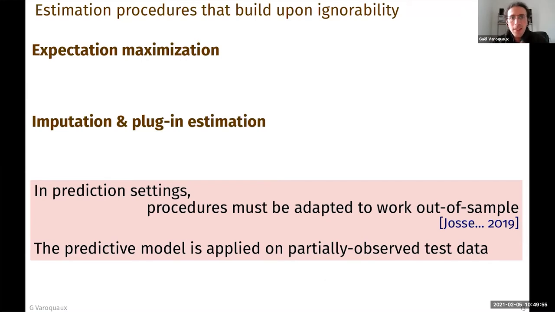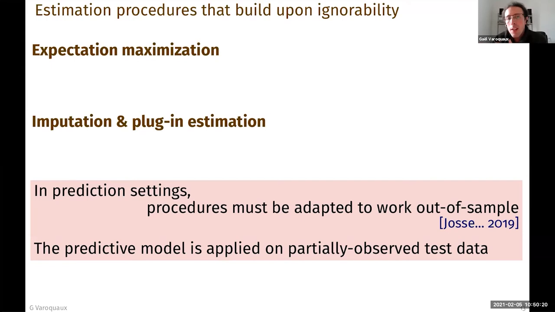Now, in prediction settings, those two procedures must be adapted to be able to work on out-of-sample data, because the naive way of writing imputation or writing expectation maximization does not know how to separate a fitting procedure from a testing procedure from an inference procedure.